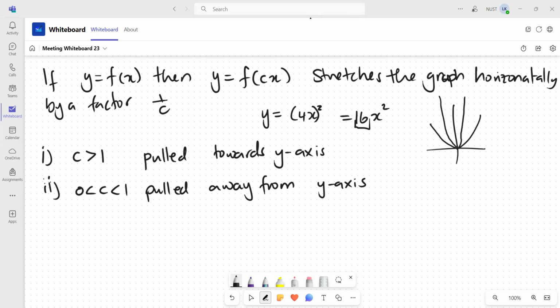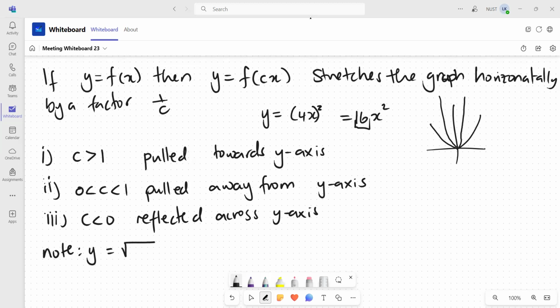Okay, and then if c is negative, less than 0, then it is reflected across the y-axis. So if it is reflected across the y-axis, that means whatever is on the left goes to the right, whatever is on the right goes to the left, and vice versa. Okay, so note that y equal to the square root of 3x is equal to the square root of 3 times the square root of x. So this is basically what I was saying over there.